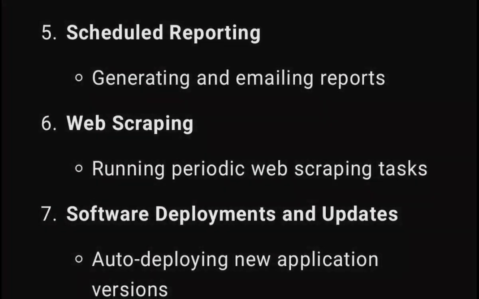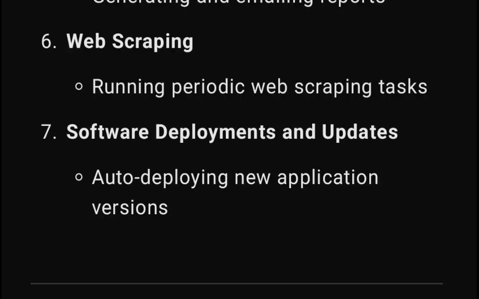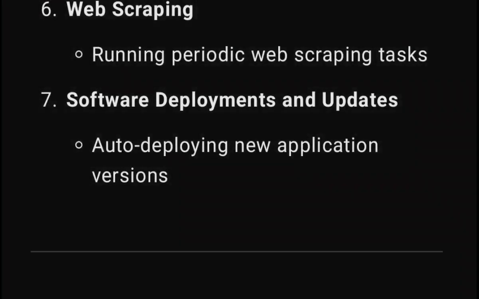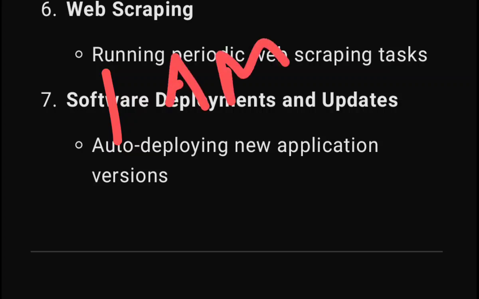Scheduled reporting. Let's say generating and emailing reports need to be done. Web scraping, especially for DevOps engineers, there are pipelines that need to be there. Let's say that particular pipeline needs to be triggered at a particular time, let's say 1 a.m. or 1 p.m. in the afternoon. Based on the cron syntax, they can trigger a particular pipeline.